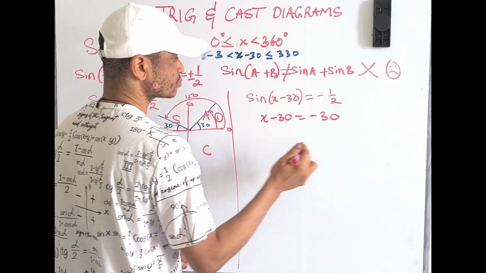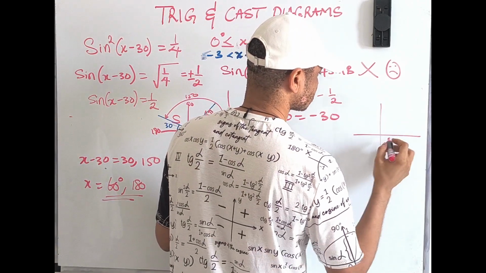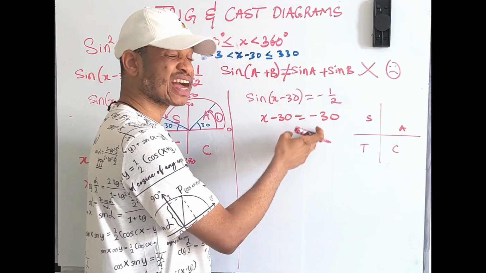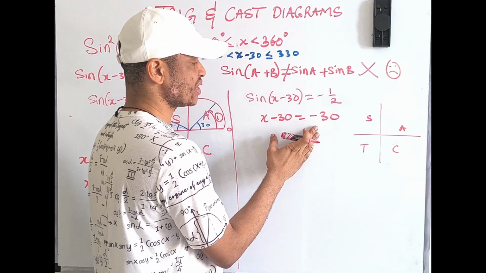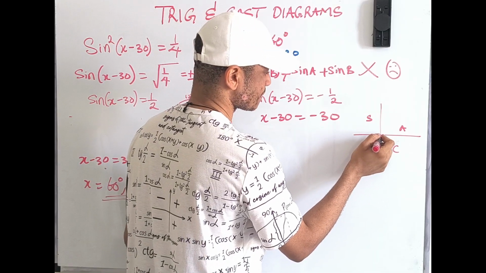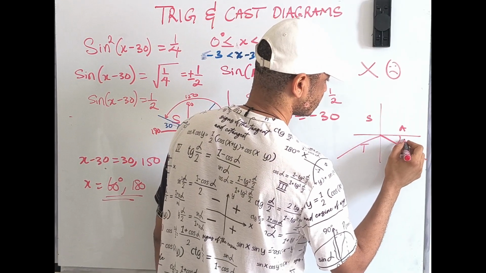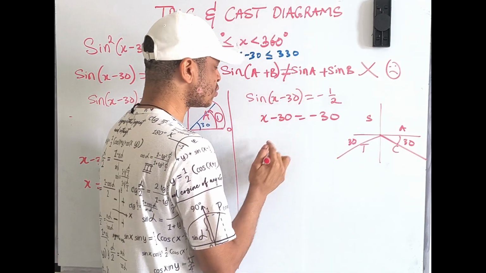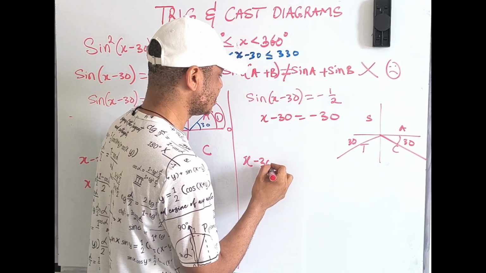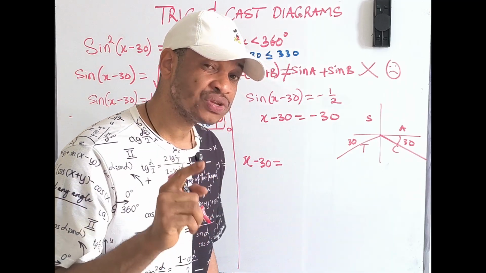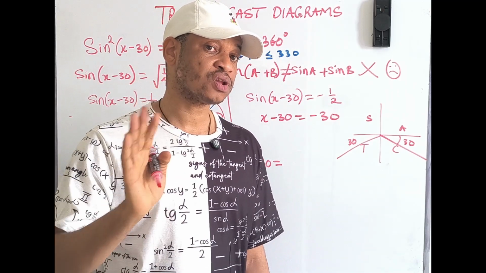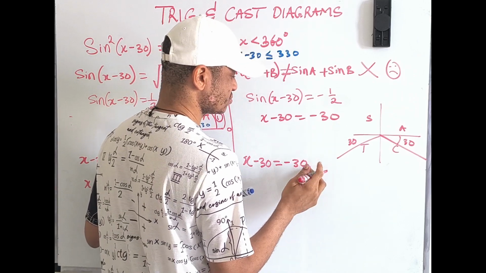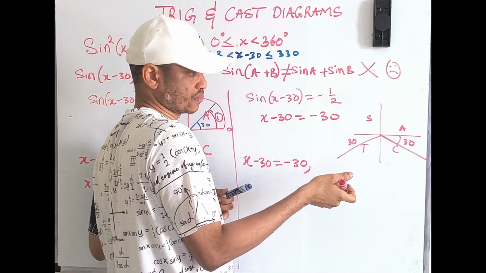Now let's come here. So I still draw the CAST diagram. C-A-S-T. Which quadrant am I in? I'm in the negative quadrant for sine. Where is sine negative? Here and here. So I'm here 30 and I'm here 30. Now you might ask, why am I not using the negative sign? The negative sign only tells you the quadrant. It is not for solving. Okay? So negative 30 is there if I'm coming negative.